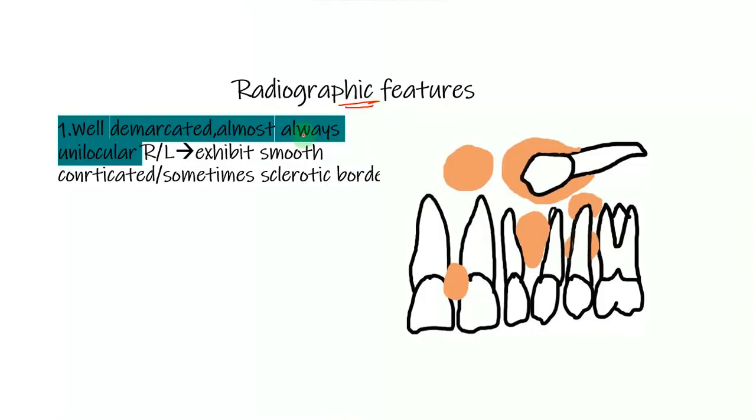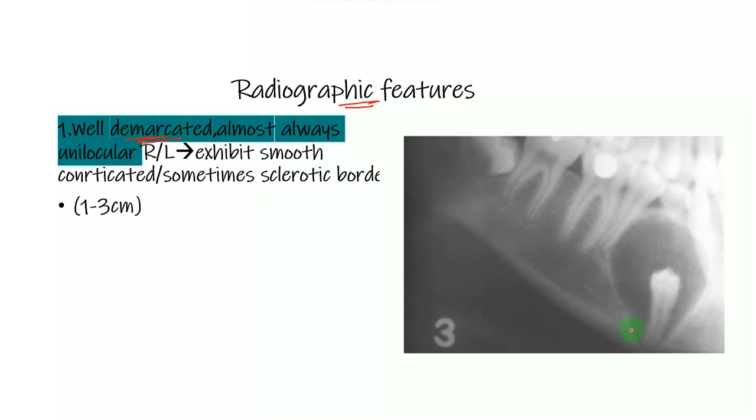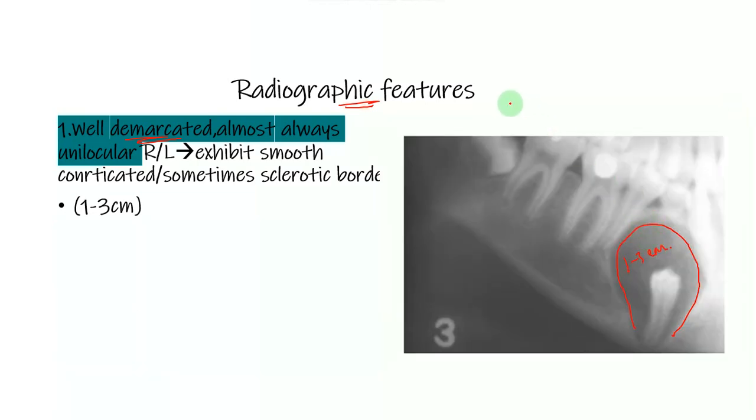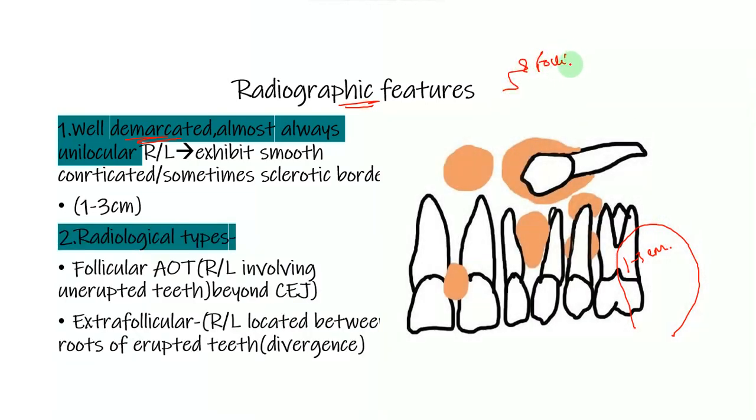In its radiographic features, again, it appears as a well demarcated, almost unilocular radiolucency, which is small in size, around 1 to 3 centimeters. Now, on the basis of this, we can classify it into two types. One is the follicular and the other is the extrafollicular. So obviously the follicular, it is associated with a tooth, right? So this is the follicular and it is associated with an unerupted tooth. The extrafollicular, it may be present in various other sites such as between the roots of two teeth or at the apex of the root of one tooth or a location completely away from these.